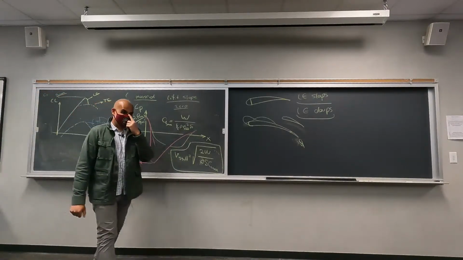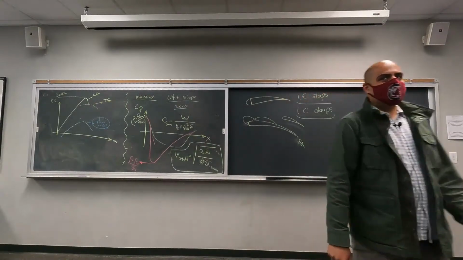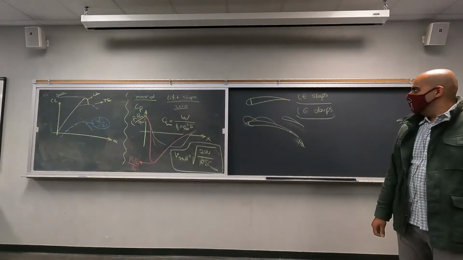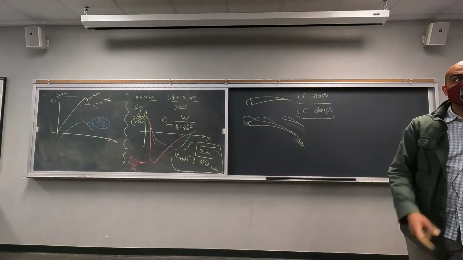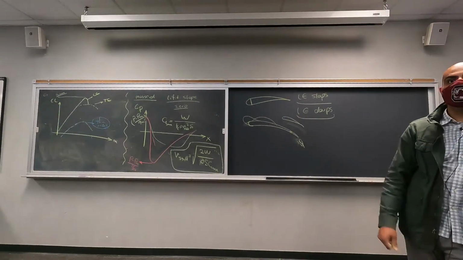So it wouldn't matter. So you need to reduce the chord. Okay. That's one way of looking at it. But then you are reducing the wing area, right? Which means that you're going to have lower lift, total force, right?